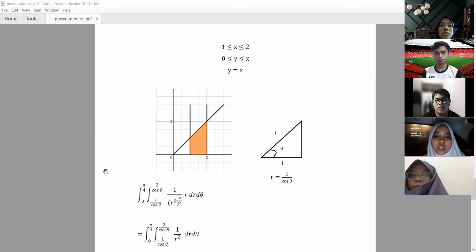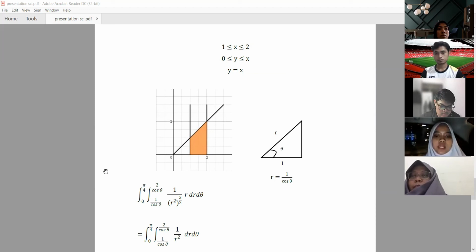Next, in order to get our ranges for r, we need to do some trigonometry. From this triangle, we have the angle theta, the adjacent side is 1, and the hypotenuse is r, which we are going to find. We know that cos theta equals 1 over r, so r equals 1 over cos theta. And another r equals 2 over cos theta, because instead of going over length 1, we go over length 2. So the integral becomes r from 1 over cos theta to 2 over cos theta.